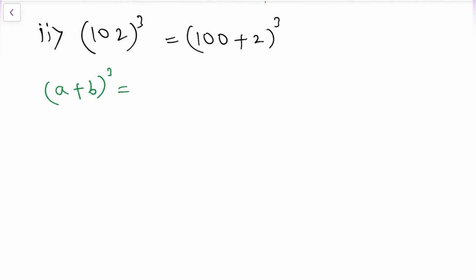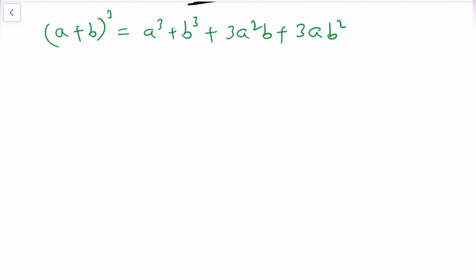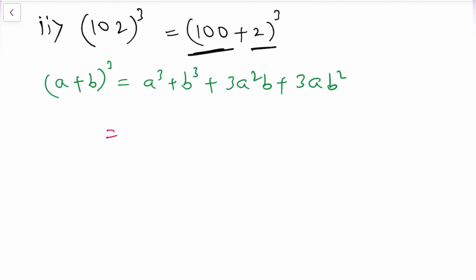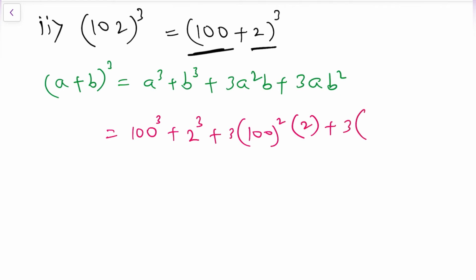So here a plus b whole cube is nothing but a cube plus b cube plus 3a square b plus 3ab square. So 100 plus 2 whole cube. Here in the place of a 100 is there, in the place of b 2 is there. So a cube, that is nothing but 100 cube, plus b cube, that is 2 cube, plus 3 into a square, 100 square, into b, which is 2, plus 3 into a, which is 100, into b square, that is 2 square.